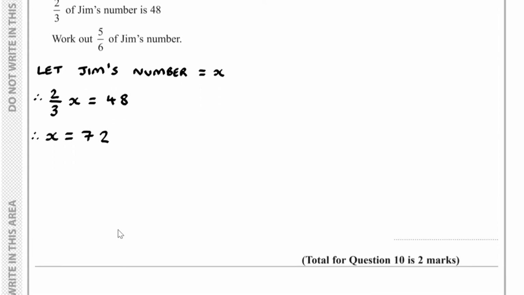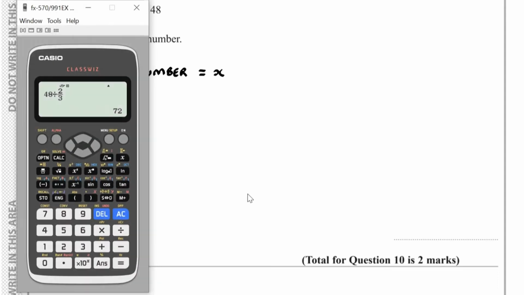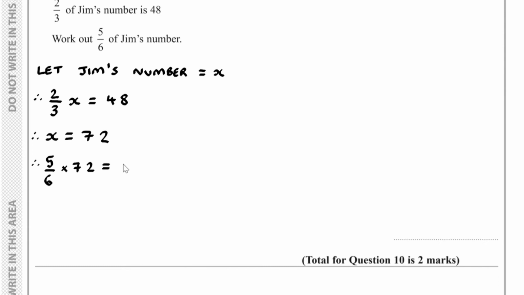We have to work out 5/6 of Jim's number. So therefore, we have 5/6 of Jim's number 72. If I work out what this is, 5/6 times 72 is 60. So the answer is 60.